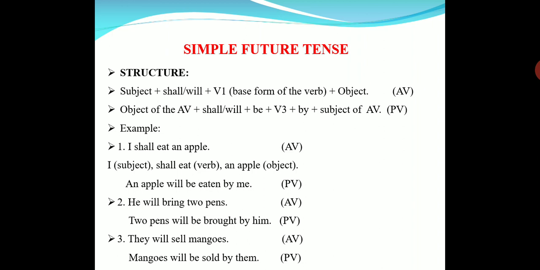So object becomes subject. 2 pens. Will. Be we add. V3 of bring is brought. By we add. And he becomes him. 2 pens will be brought by him.